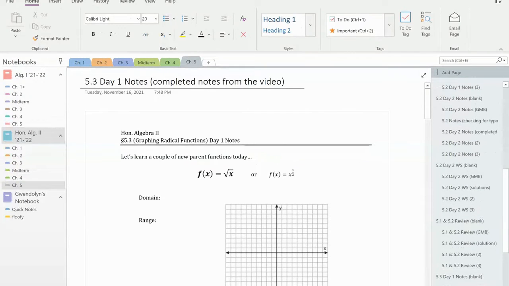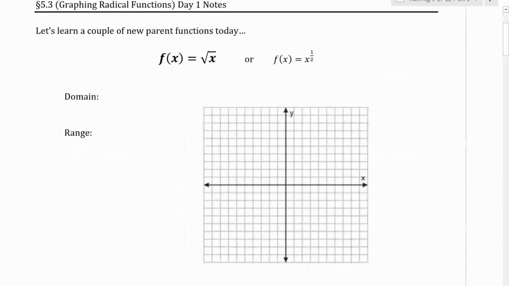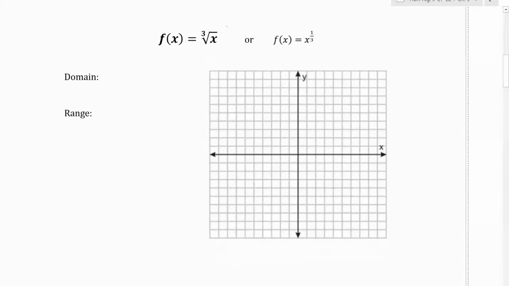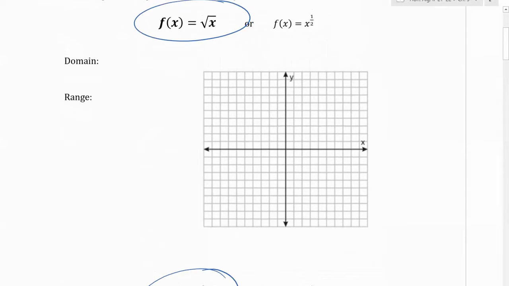15 minutes. See if I can make this video in 15 minutes. Okay, I'm going to get 2 new parent functions today. We're going to do a square root and a cube root. Pretty easy.